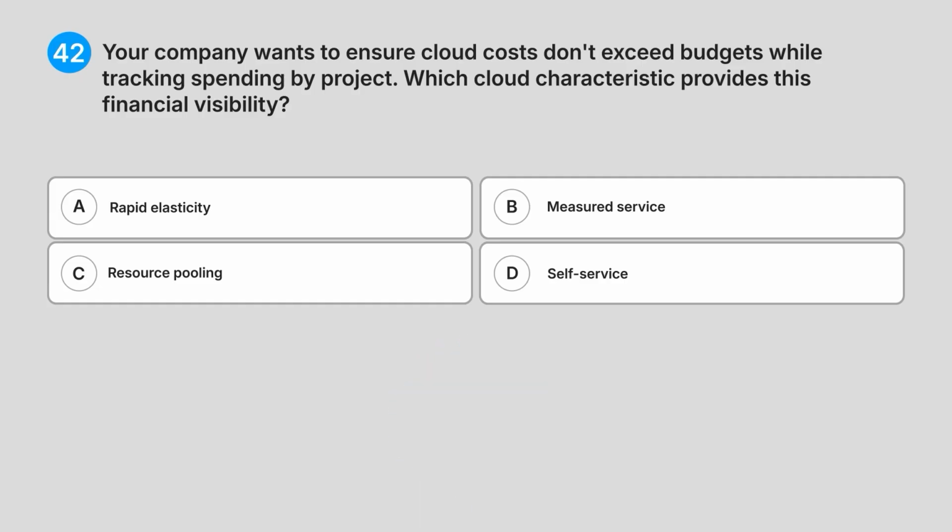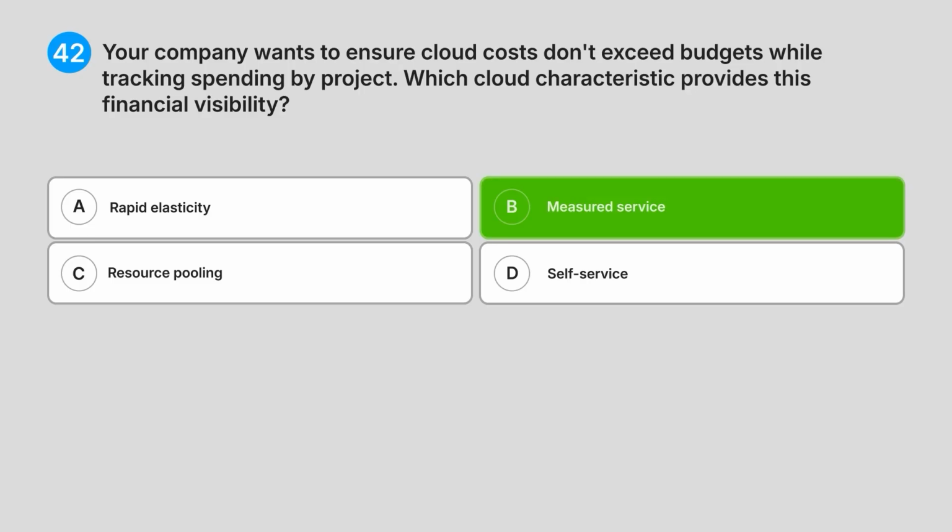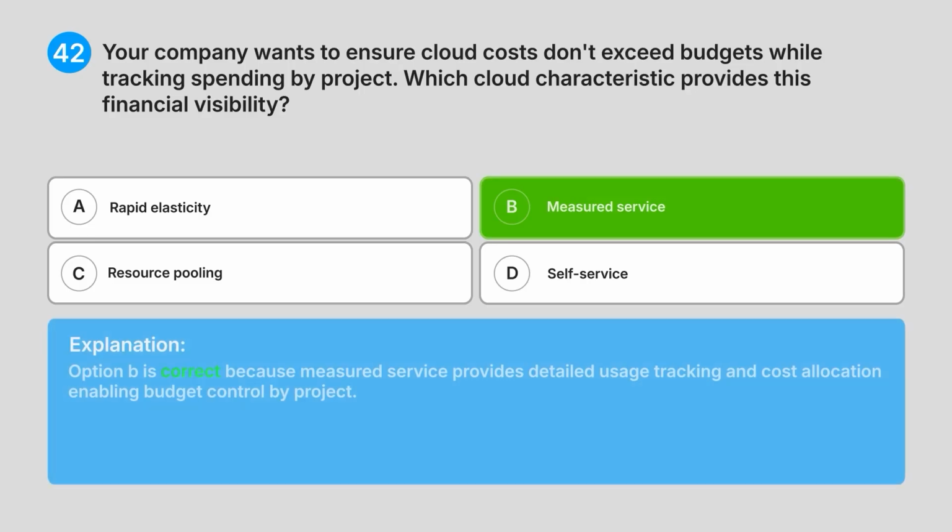Correct answer. B. Measured service. Explanation: option B is correct because measured service provides detailed usage tracking and cost allocation, enabling budget control by project.